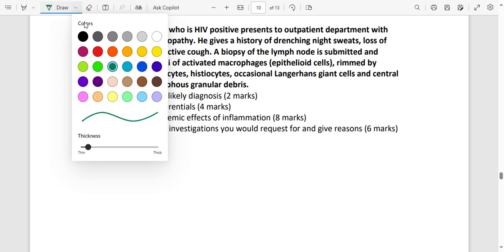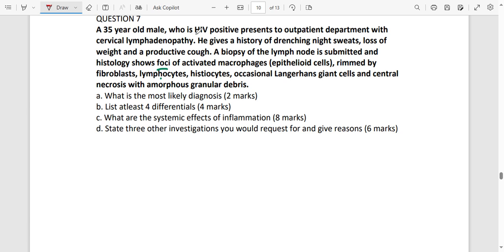Let's look at what you've been given. So this patient is HIV positive. They have cervical lymphadenopathy. They are experiencing night sweats, loss of weight, productive cough, and then the lymph nodes have these features. Look at the features: activated macrophages, which are known as epithelioid cells, fibroblasts, lymphocytes, Langerhans cells, and there's necrosis in the center. Then you have these cells surrounding the necrosis.